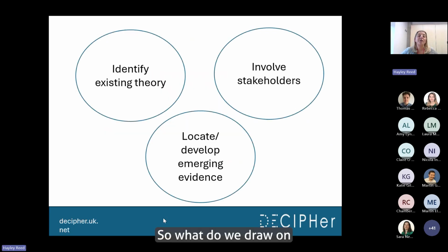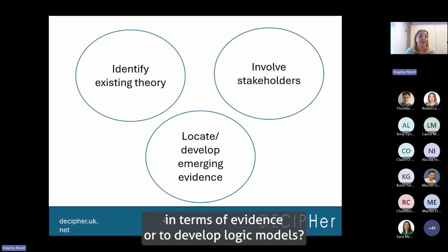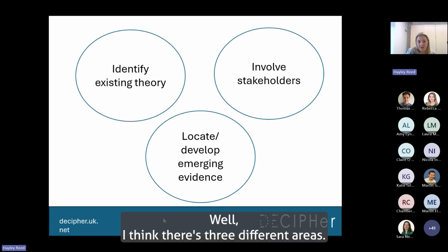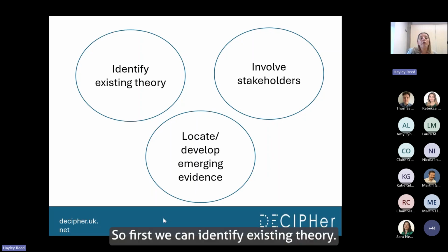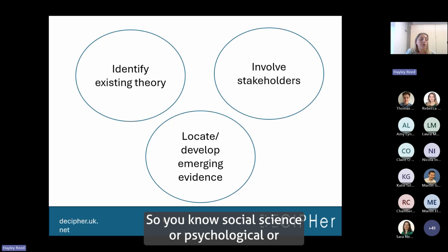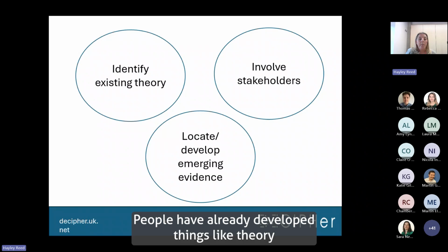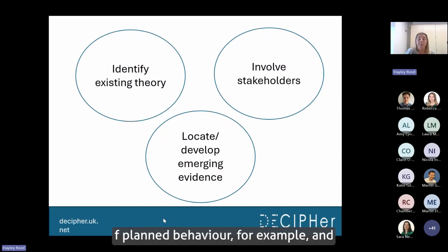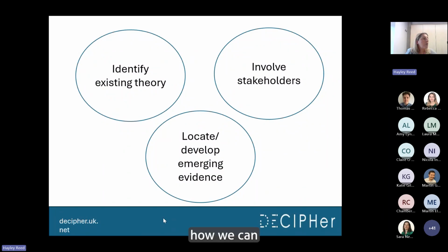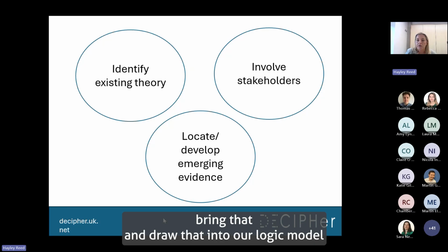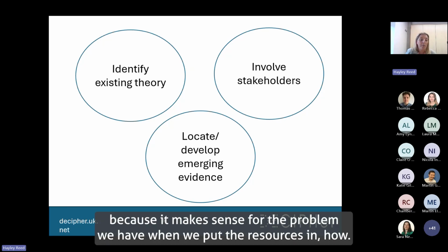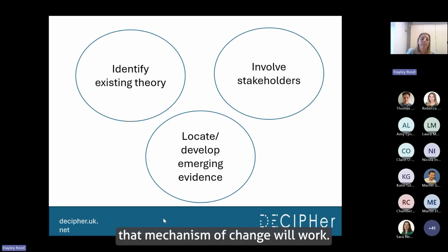So what do we draw on in terms of evidence to develop logic models? Well, I think there are three different areas. First, we can identify existing theory: social science, psychological or organizational theories which are already out there. People have already developed them, things like the theory of planned behavior, for example, and we can draw that into our logic model, because it makes sense for the problem we have, and for how the mechanism of change will work when we put the resources in.